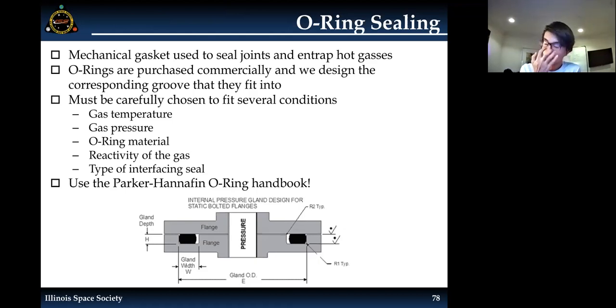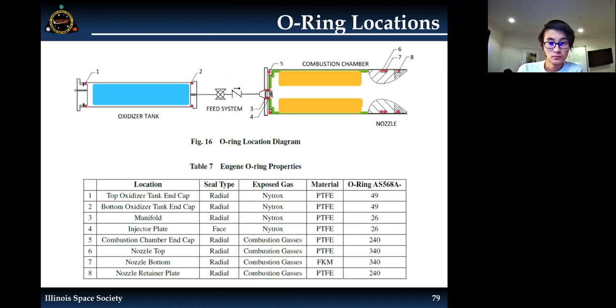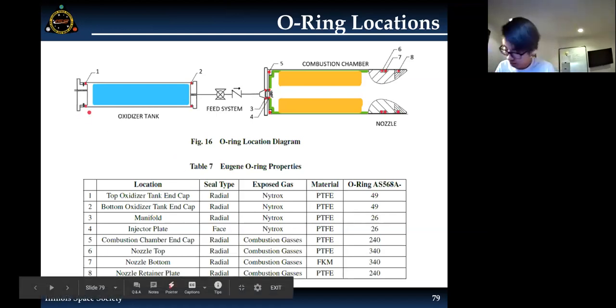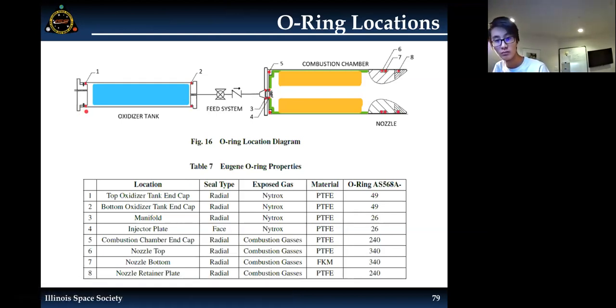And if you go to the next slide, I'll show you where we use all of our O-rings. So this is a simple diagram of our engine, and also a table with the corresponding O-rings used at each of the noted locations. So you can see that all the O-rings are located where you have different components of mechanical hardware that are coming together. If you look at the oxidizer tank, like O-ring 1, that's where the body of the oxidizer tank meets the end cap of the oxidizer tank. So you don't want any gas leaving the oxidizer tank, so you have an O-ring there. Same thing with number 2, it's just the other side.